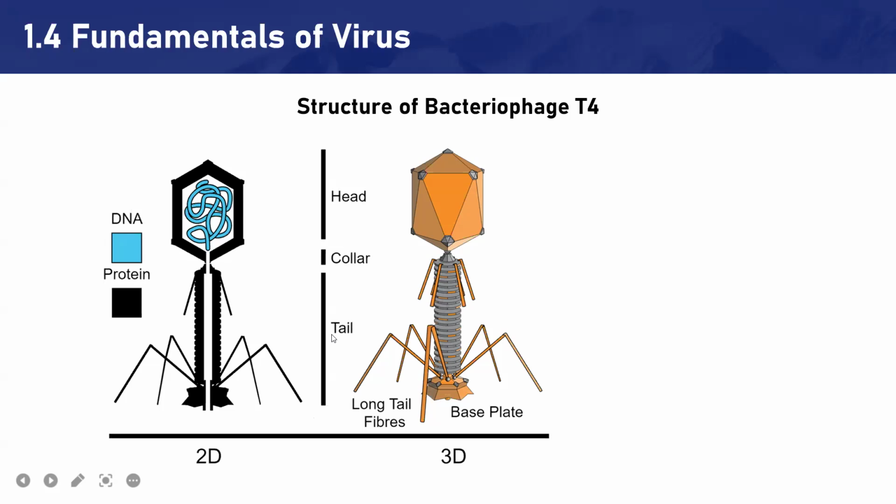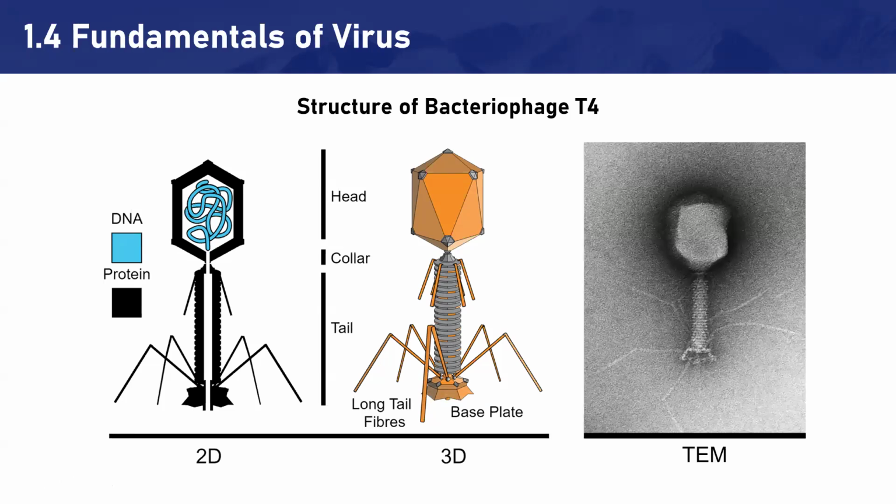The tail is very important for the bacteriophage, because they have a long tail or a short tail. However, they have the protein of the tail. The protein of the tail is very important because it can adsorb to the bacterial cell by the specific receptor in the cell membrane, in the cell wall. When we look at the transmission electron microscope image of bacteriophage T4, we can see the same as the 2D or 3D pictures in the lab.